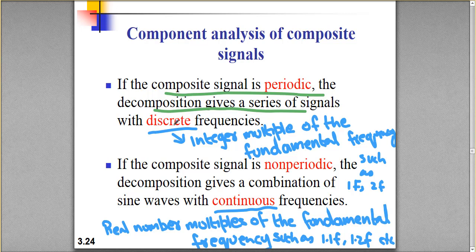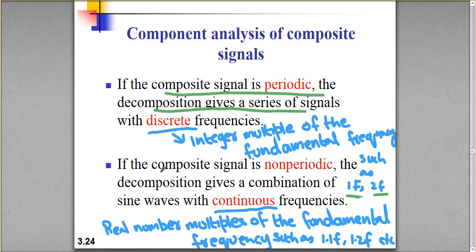Now, what do we mean by discrete frequencies? Frequencies that are integer multiples of the fundamental frequency, such as 1f, 2f, 3f, etc. are called discrete frequencies. By 1f we mean 1 times the fundamental frequency, by 2f we mean 2 times the fundamental frequency, by 3f we mean 3 times the fundamental frequency. So, if the signal is periodic and it is composite, then the decomposition of such a signal will give us a series of sine waves with discrete frequencies.